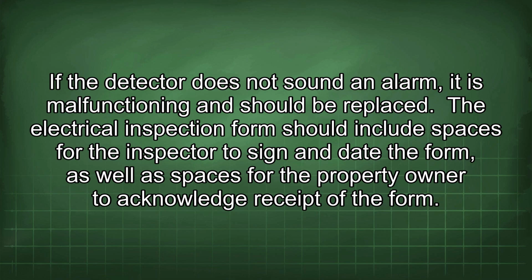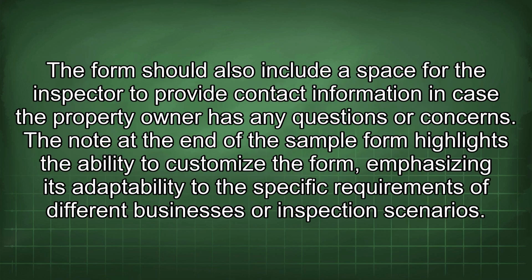The electrical inspection form should include spaces for the inspector to sign and date the form, as well as spaces for the property owner to acknowledge receipt of the form. The form should also include a space for the inspector to provide contact information in case the property owner has any questions or concerns. The note at the end of the sample form highlights the ability to customize the form, emphasizing its adaptability to the specific requirements of different businesses or inspection scenarios.